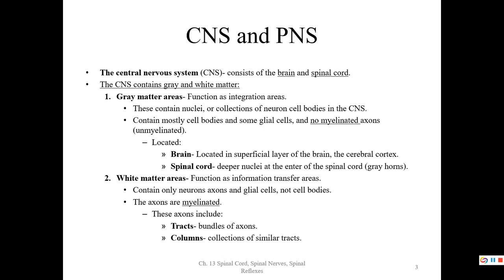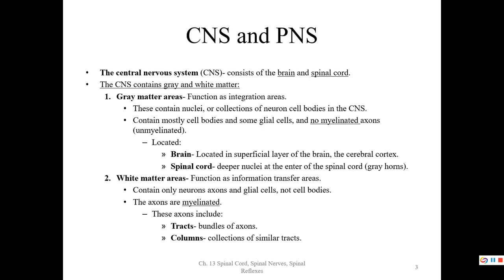Now, gray matter, this is where we're going to have our nuclei. Nuclei, that is what a nucleus is. When we use the word nuclei in the world of neuroanatomy, we always are talking about a collection of neuron cell bodies in the central nervous system. A ganglia is a collection of neuron cell bodies in the peripheral nervous system. Nucleus, a nuclei, is a collection of neuron cell bodies in the central nervous system. Very important that we make that distinction in neuroanatomy.